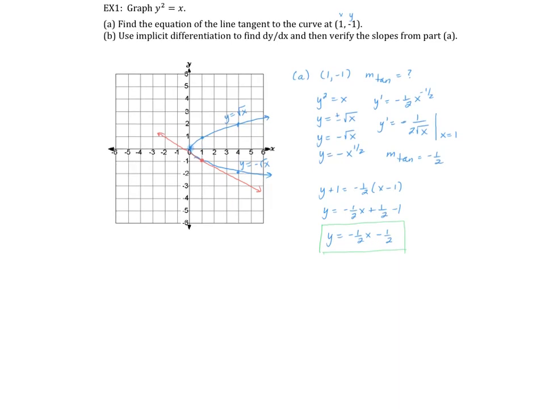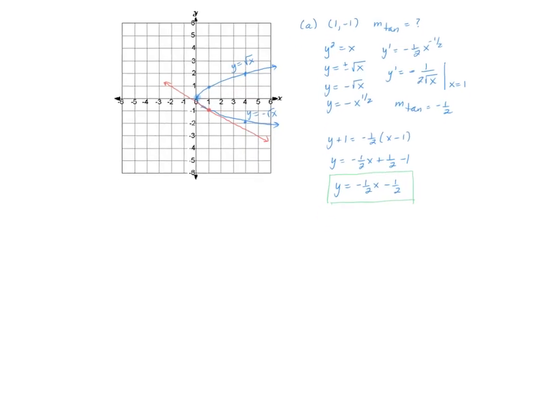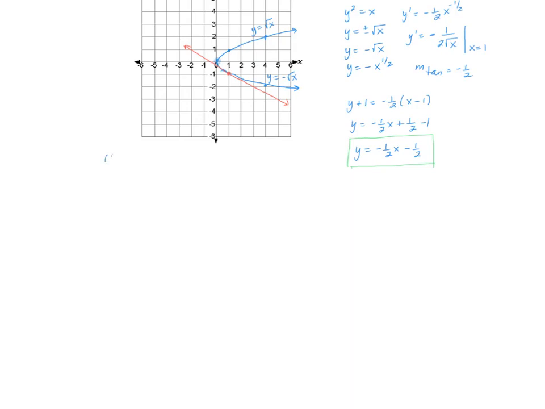In part B, it says to use implicit differentiation to find the derivative and then verify the slope from part A. Sorry, it should just be slope, not slopes. So let me show you how we compute the derivative if we don't have a function. So let's go back to our equation y squared equal to x. I'm not going to solve this and break it up into two pieces. I'm going to take the derivative as it's written.